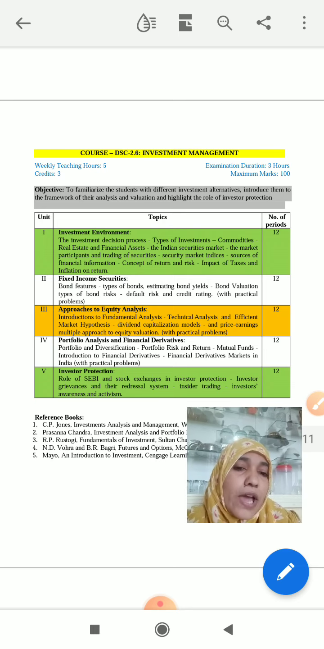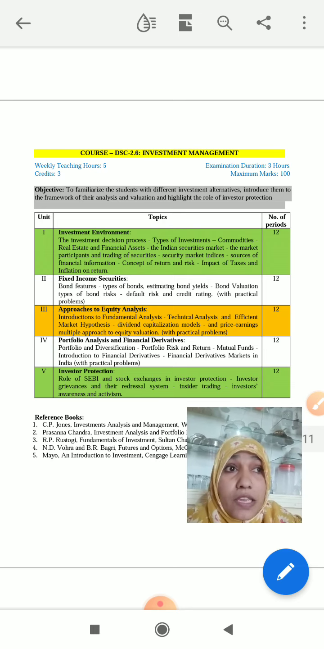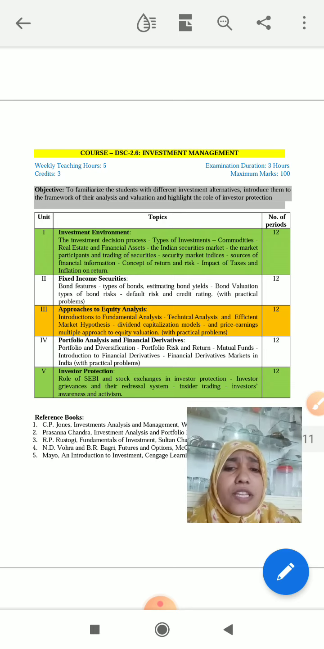Just assume you have 5 alternative ways: the stock exchange, real estate, mutual funds, banks. You invest 2,000 in each field. So suddenly, if one way gets a loss, in another way you are in the safe zone. This is called portfolio analysis and financial derivatives. So we are going to get to know all these things in this chapter.